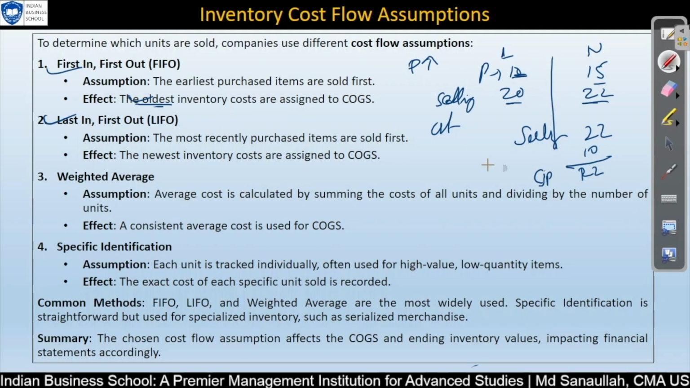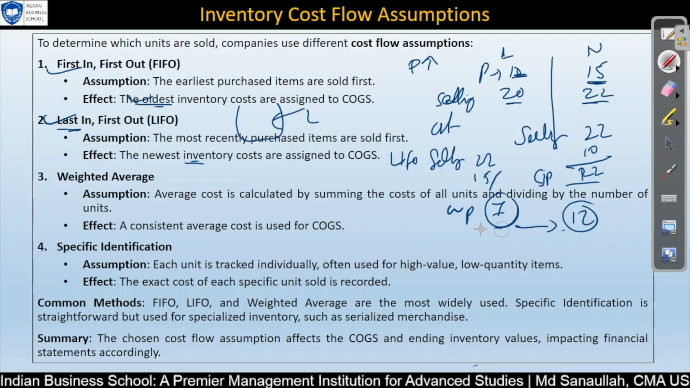If you use the other method, which is LIFO, then what would be the answer? Selling price will remain the same, 22. The newest inventory cost, last in, the latest entry into your inventory, that cost will be charged. The latest purchase was 15, so we will reduce 15. So gross profit would be around $7. You can see the difference, 12 to $7, just because of the LIFO and FIFO accounting method. If you use FIFO, our gross profit will be on the higher side. If you use LIFO, our gross profit will be on the lower side.